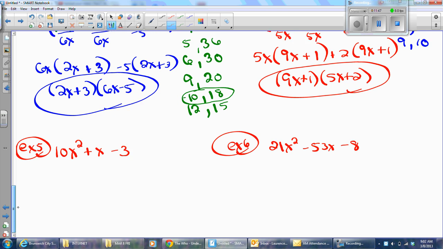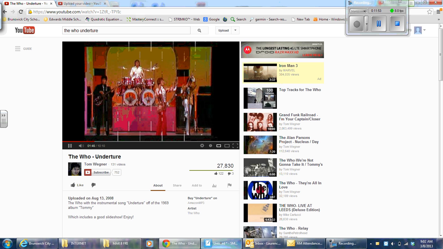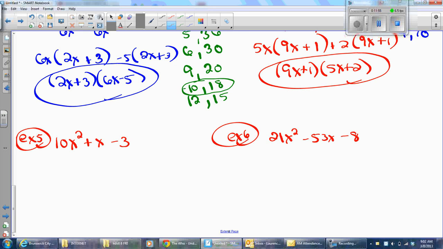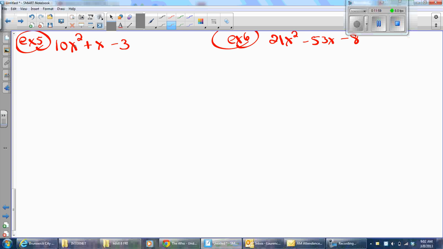Okay, 2 more quick examples. All right, sorry about that. Wrong button. Okay. No GCF in this trinomial. I'm going to multiply 10 times 3 and get 30. Notice I ignore the negative. I just keep it positive until it's time to get that middle coefficient. 2 and 15, 3 and 10, 4 doesn't go in, 5 and 6.